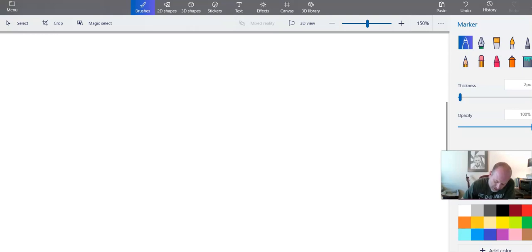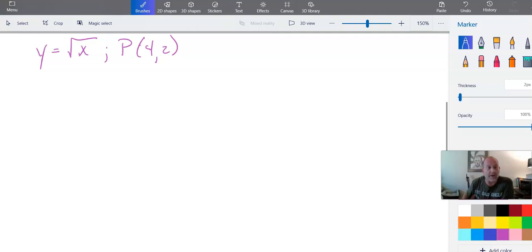Let's say I have y equals the square root of x, and the point is (4, 2). Now, because we are looking for the instantaneous rate of change at a point, I want you to go ahead and try this one, and then you're going to notice some sticking points. But I want you to be aware of the sticking points before you watch the solution.